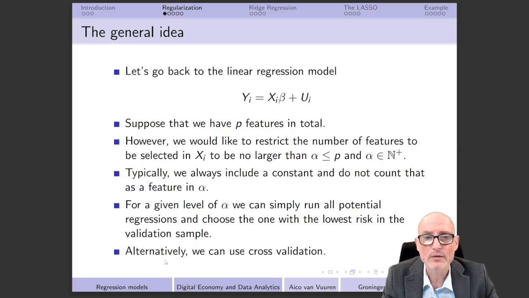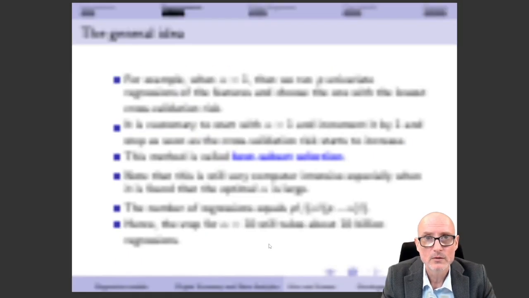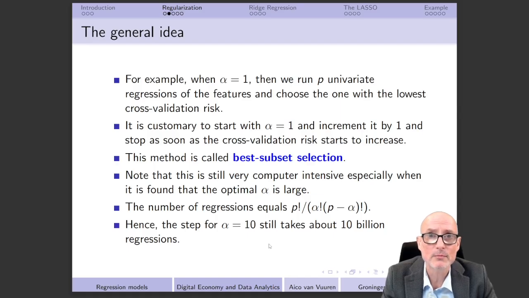Well, an alternative is that we could also use cross-validation at the moment that we just have, say, 2 different samples, only the training sample and the test sample, as we have explained in the previous video. So for example, at the moment that alpha is equal to 1, then we can run p univariate regressions of the features and choose the one with the lowest cross-validation risk.